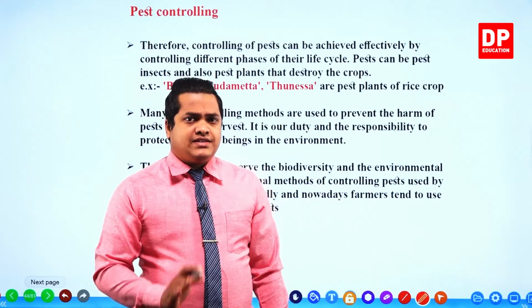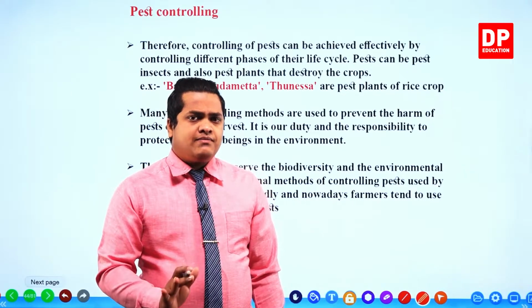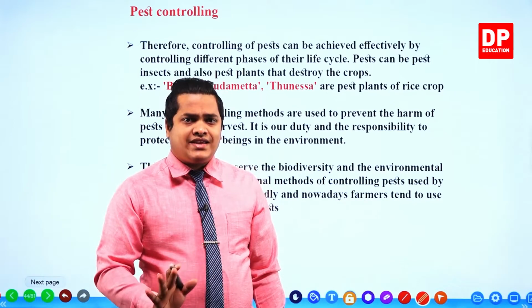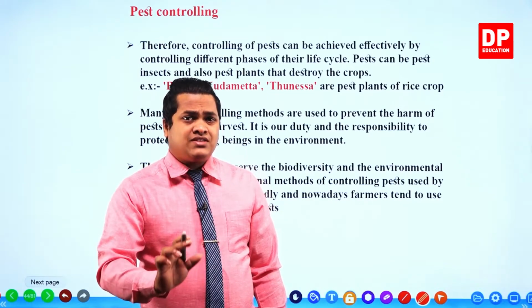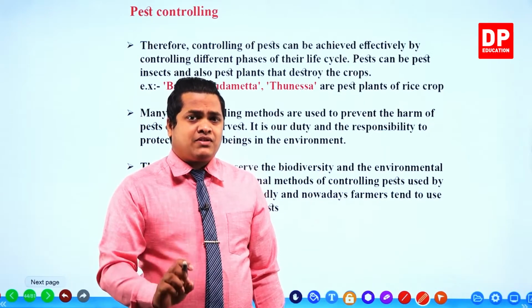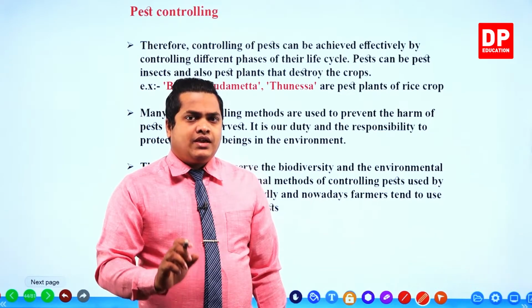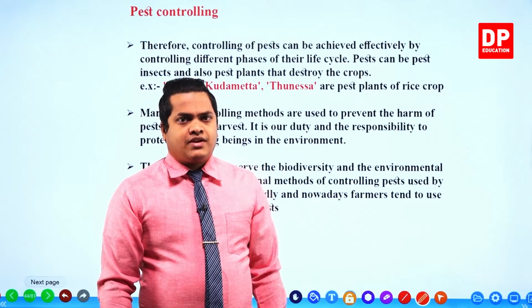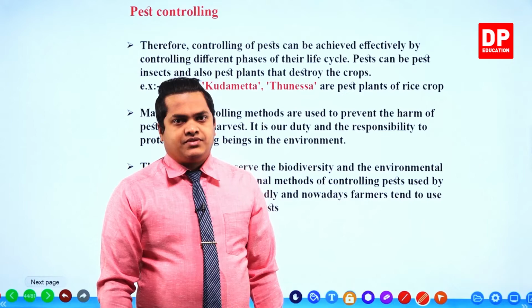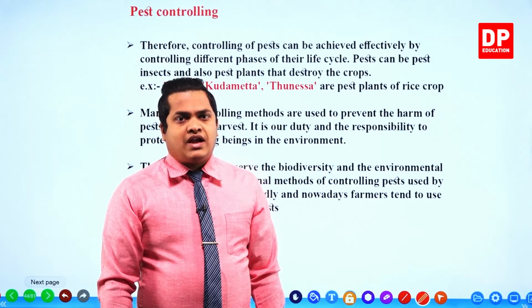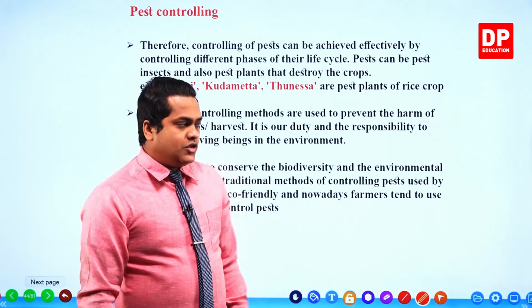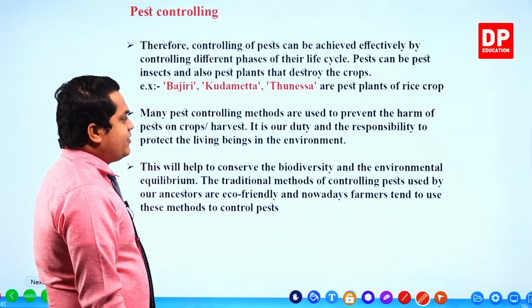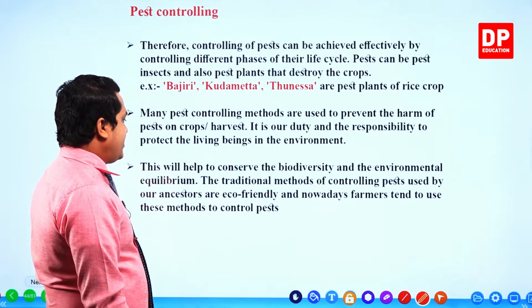So here we are discussing only minimizing or controlling, not eradicating. So it is our responsibility. We have a deep responsibility, okay, in protecting these organisms, right? In protecting these organisms, because they also have the right to live. So this will help to conserve the biodiversity and the environmental equilibrium.